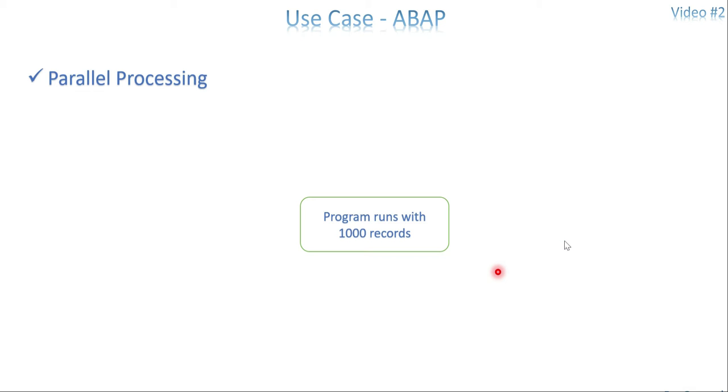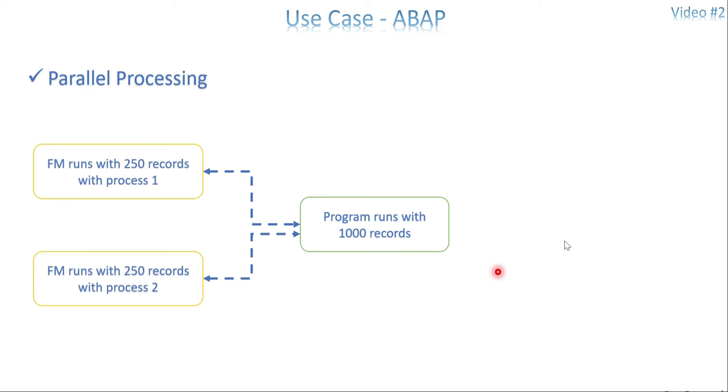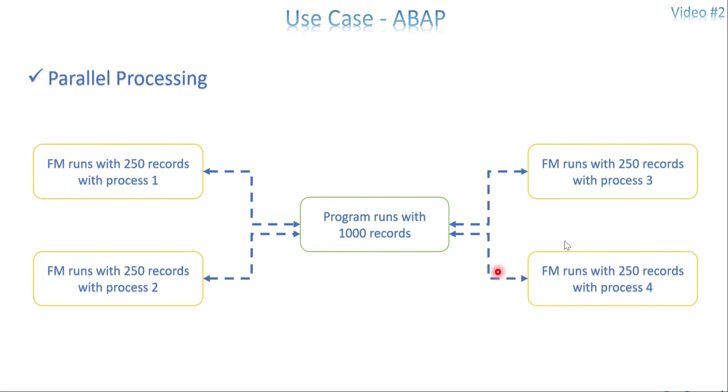So the program runs with 1,000 records, and I'm going to divide it into 250. It's a hard coded division here. So I'm going to use 4 processors: 250 in one, 250 in another one, and the remaining 500 is also split into 250, 250. The decision depends on your own experience or your own scenario. It's not like you always go with 4, or always go with 1,000 records. You can decide that only after 10,000 records you need parallel processing. So the entire logic depends on your own scenario.